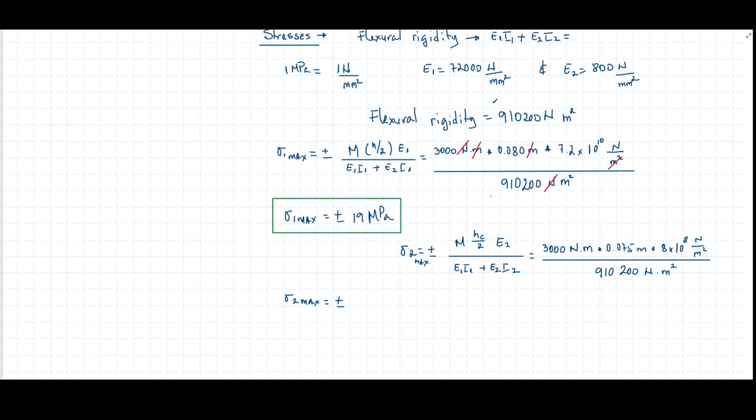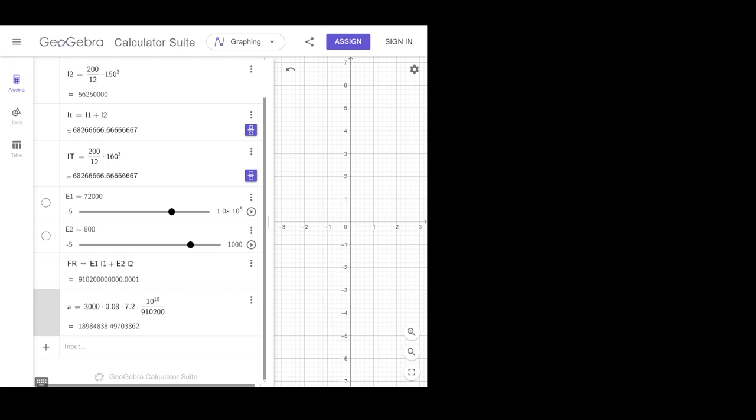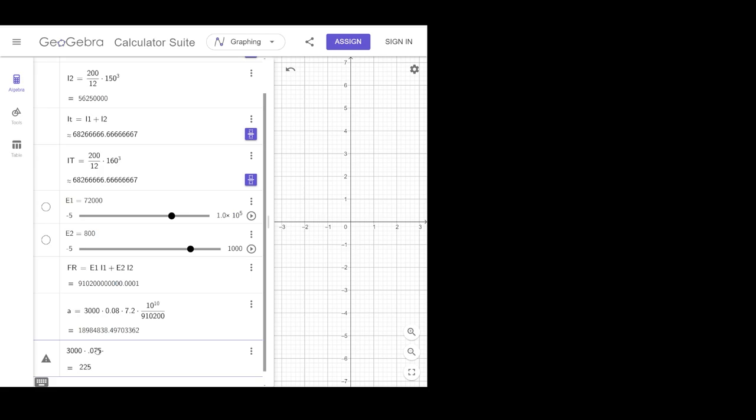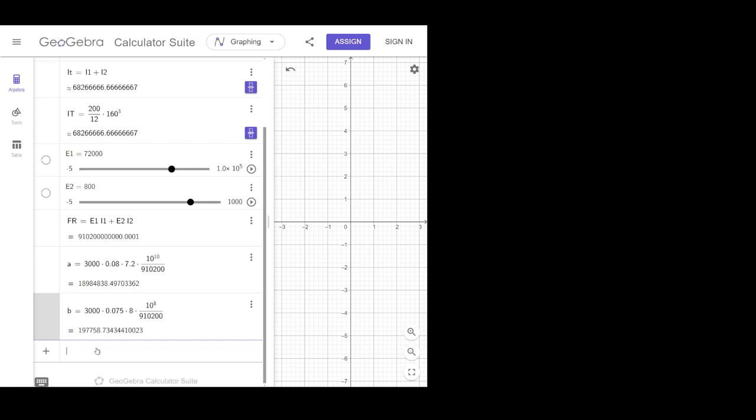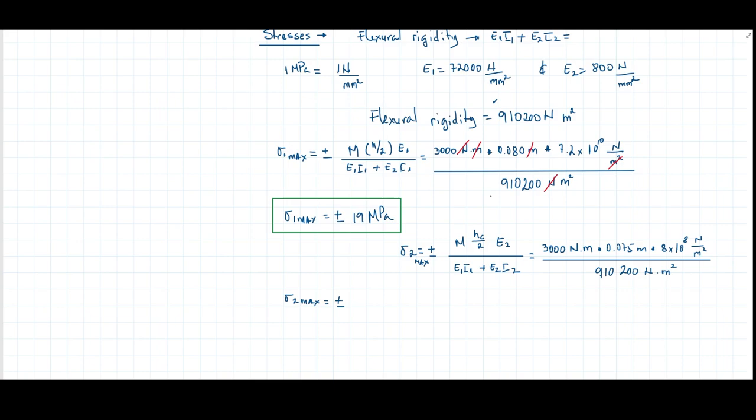Let's go back to GeoGebra. It's going to be 3000 times 0.075 times 8 times 10 to the power of 8, divided by 9 times 10 to the power of 10 and so on. So look at this, this is in pascals. 197,758 pascals. To be consistent with the previous result, we can write it as 0.198 megapascals.